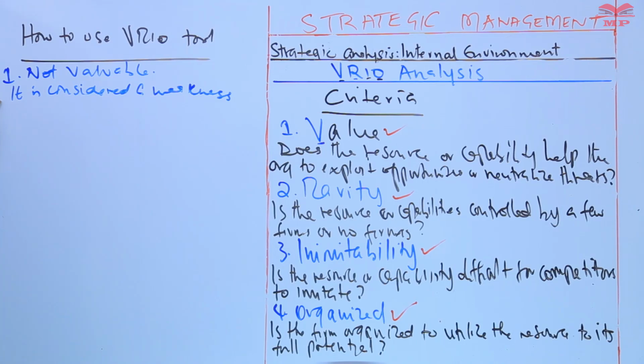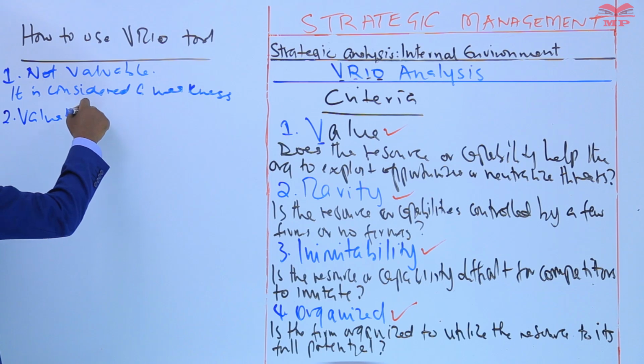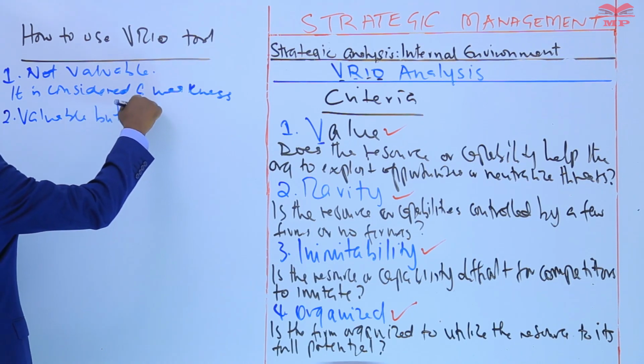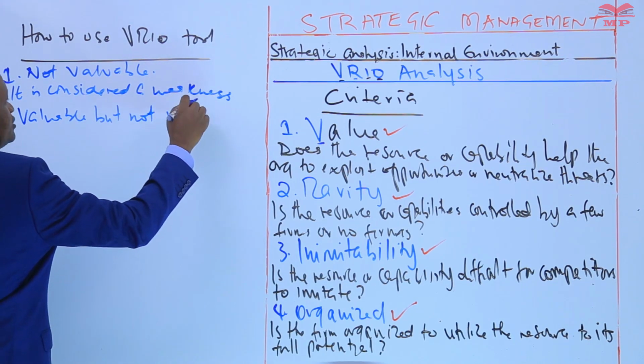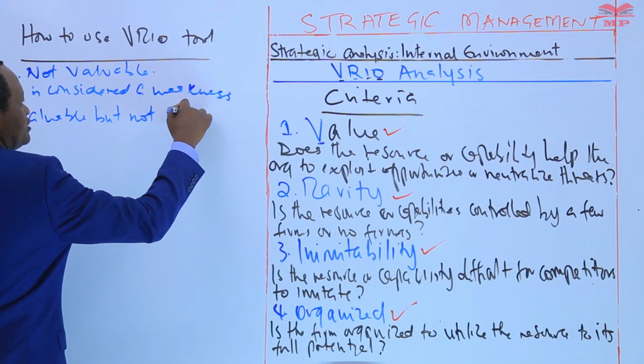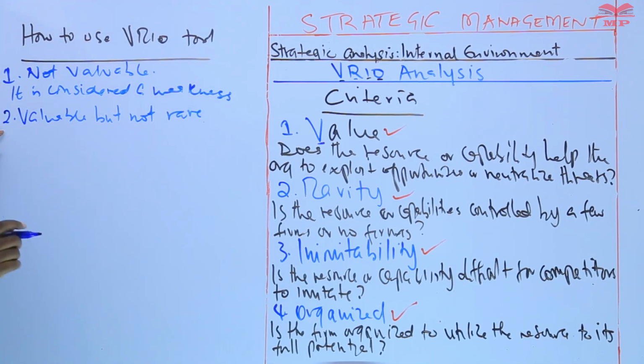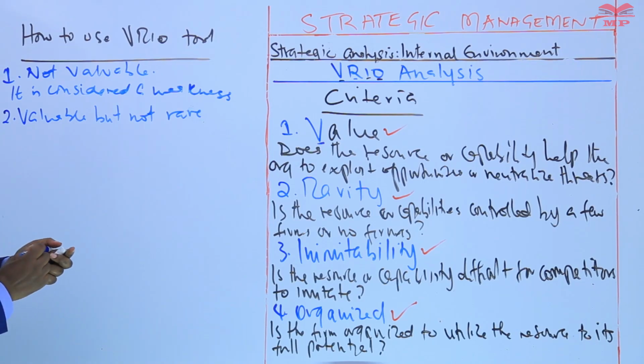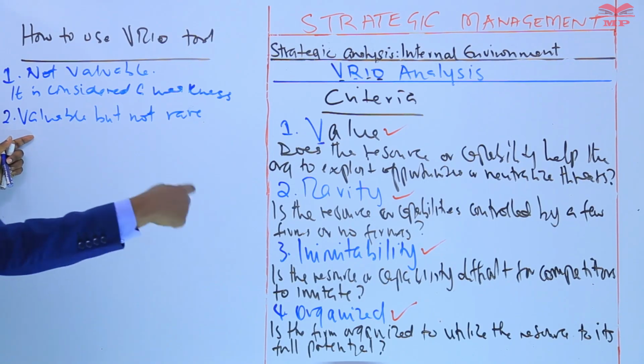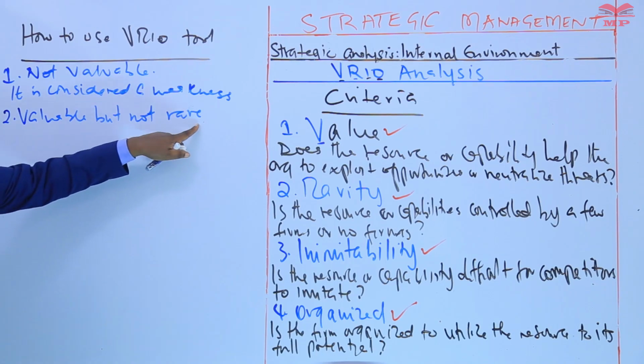But if a resource is valuable but not rare, a resource can be valuable but not rare. If a resource is valuable but not rare, what does that mean? If a resource is valuable but it is available to competitors, that's what it means by not being rare.